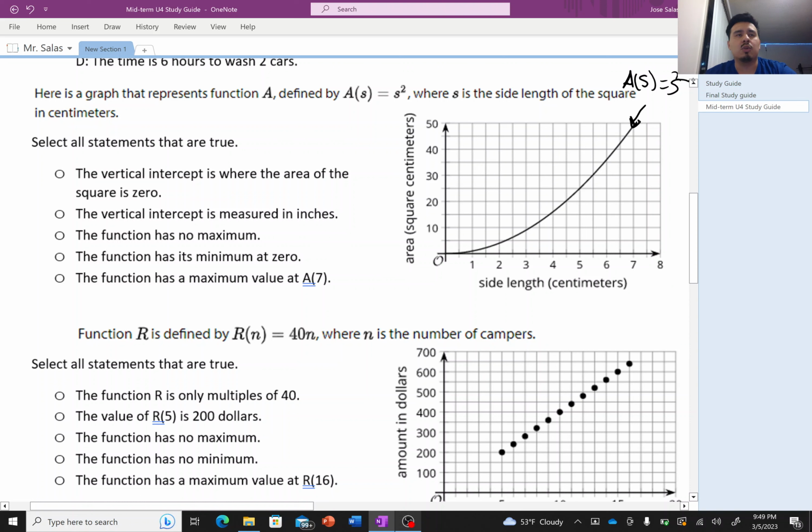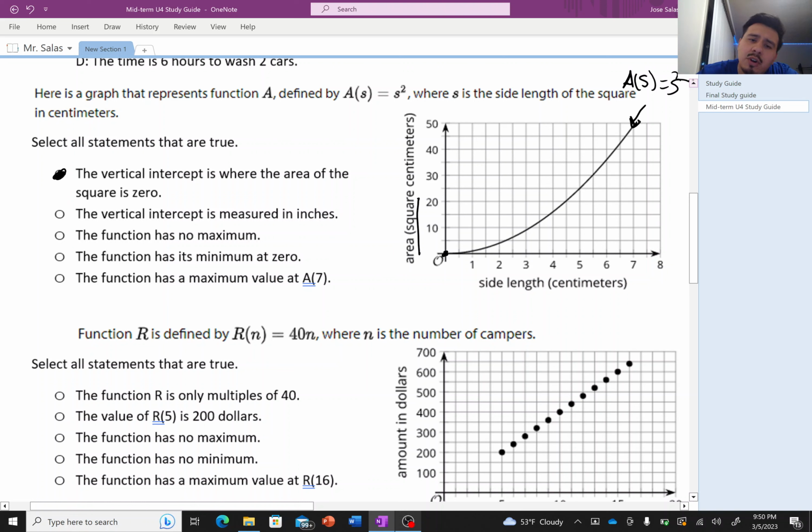So the vertical intercept. What does vertical mean? This is vertical, this is horizontal. I'm looking at the vertical intercept, so this part of the graph. Where does my graph touch the y-axis? My graph starts right here, and that's where it touches the vertical intercept. So the vertical intercept is where the area of the square is 0. Right here it says area of square, and the vertical intercept is 0. So that statement is true. The next one says the vertical intercept is measured in inches.